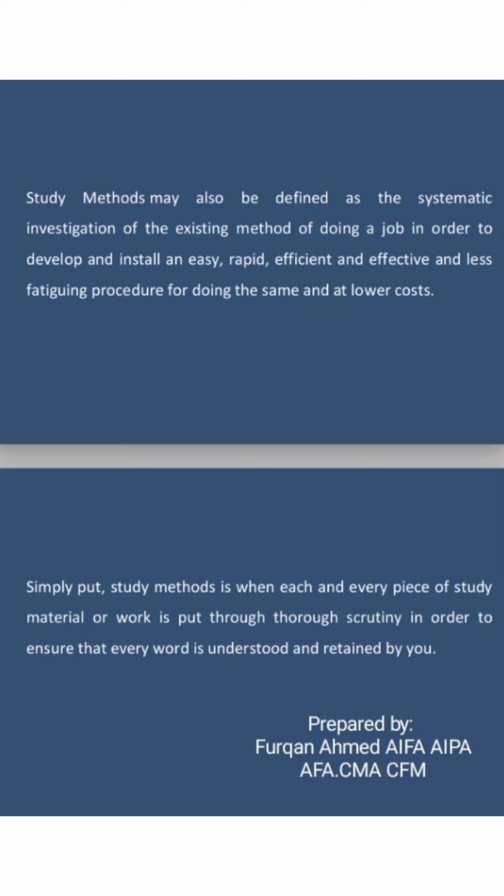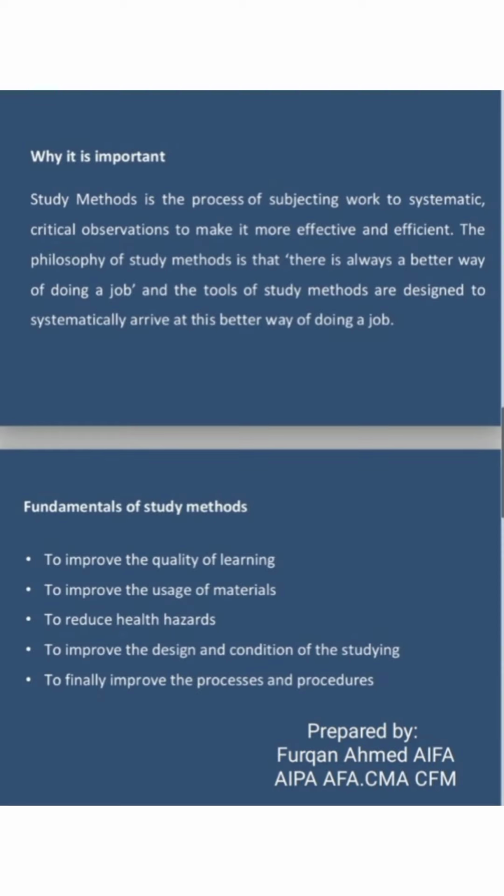Study method, put simply, is when each piece of study material or work is put through scrutiny in order to ensure everything is understood and retained by you. So there should always be scrutiny of your work. Why is it important? Study method is a process of subjecting work to systematic critical observation to make it more effective and efficient. The philosophy of the method is that there is always a better way of doing a job, and the tools of study method are designed to systematically arrive at a better way of doing the job. Whenever you are doing a job, there are many ways, but you have to focus on a better way. And to find that better way, the study method always helps you.